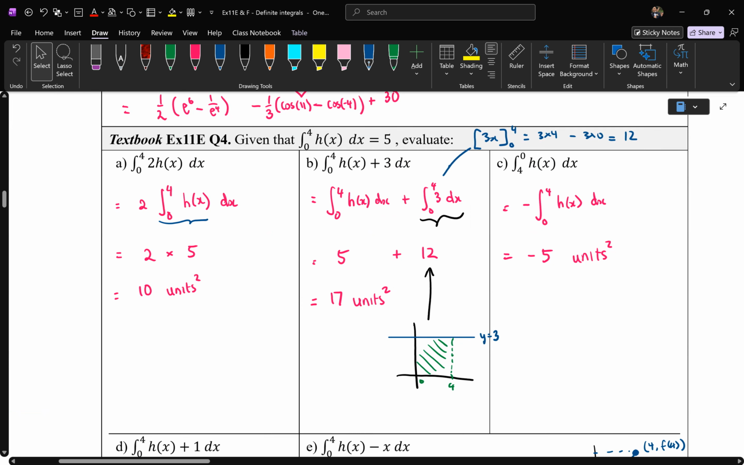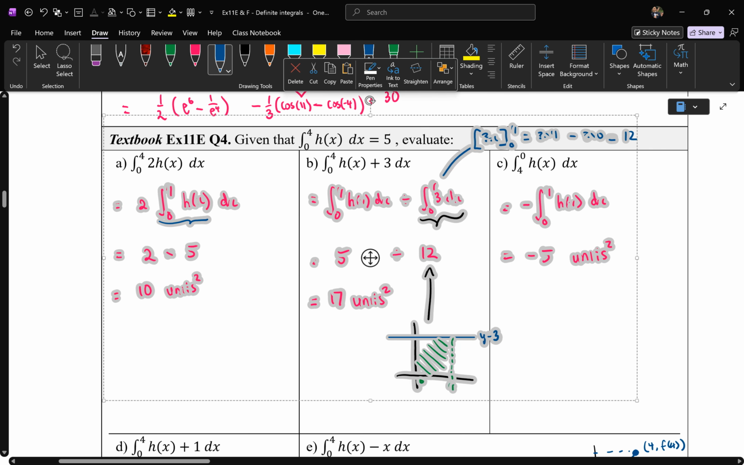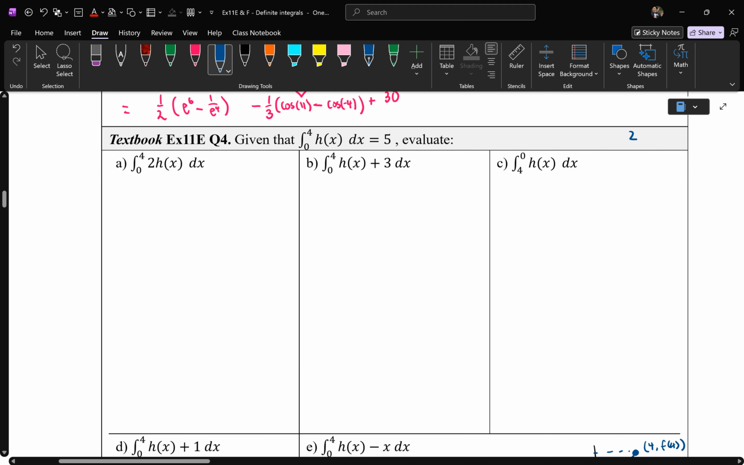Flip over the page. 11E question 4 is in your textbook. So, in the exam, I'll do the first three so you get a vibe of it.